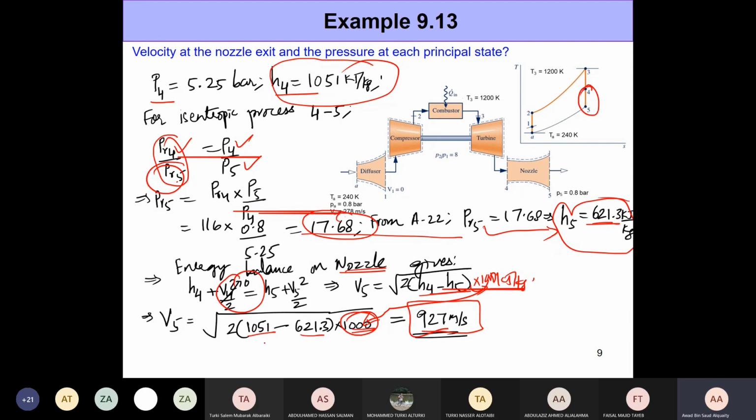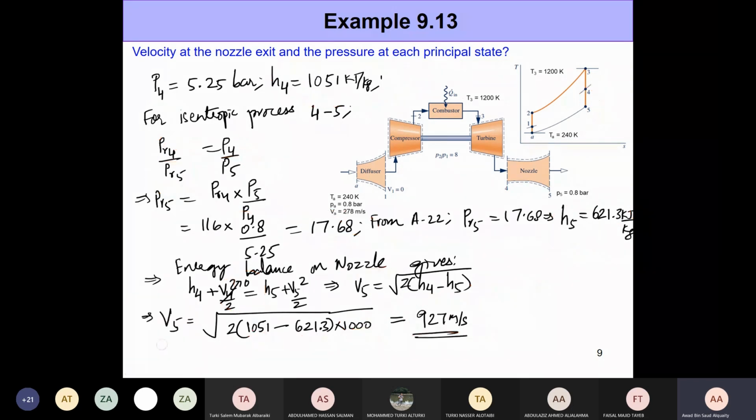Now just to compare, the V5 that we got here is much higher than VA. VA was 278 meter per second, and the difference between V5 and VA is the thrust that is provided to the aircraft to move forward.